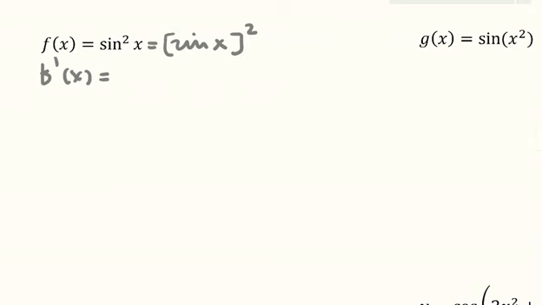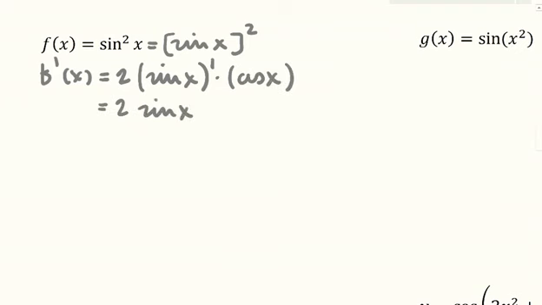Okay, we're going to take the 2 and bring it around the front. That's the power rule. We're going to leave the inside the same and knock down the power by 1. Then we're going to multiply by the derivative of the inside, and the derivative of sine of x is cosine of x. And that equals 2 sine of x times cosine of x.